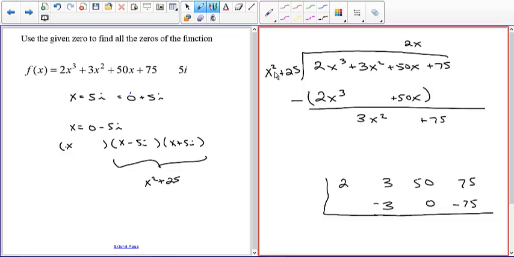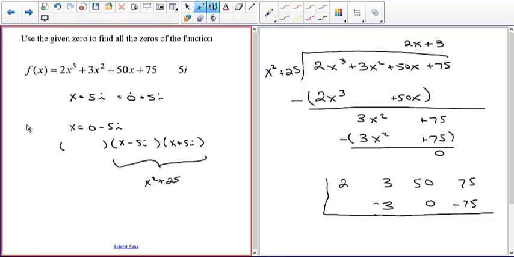So now the question is, what do I multiply x squared by to get 3x squared? Well, the answer is 3. 3 times x squared is 3x squared. 3 times 25 is 75. Subtract those, I get 0. So my additional factor here is 2x plus 3. So the real 0 is, you set this equal to 0. So you set the factor equal to 0. And if you solve for that, you'll get x is negative 3/2.